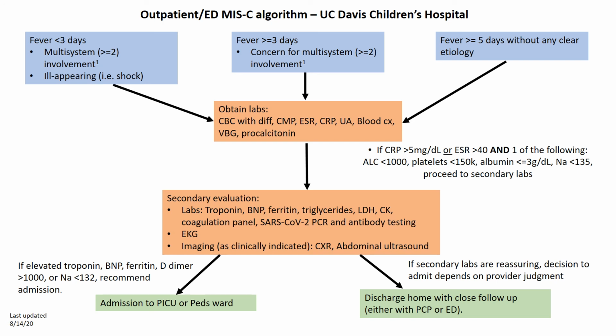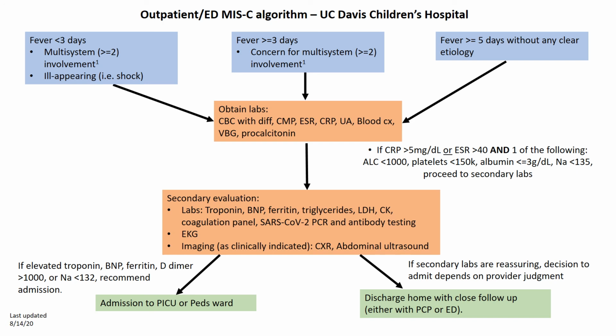then they should get a secondary evaluation. The secondary evaluation that we're currently recommending includes troponin, BNP, ferritin, triglycerides, LDH, creatine kinase, coagulation panel, and testing for SARS-CoV-2, both with the nasopharyngeal PCR as well as with antibodies. We also recommend that they get an EKG as well as an echocardiogram, and finally imaging as clinically indicated, which includes a chest x-ray and abdominal ultrasound, if they have symptoms that would suggest we should look in those specific anatomic locations.